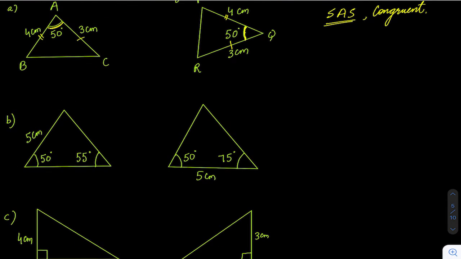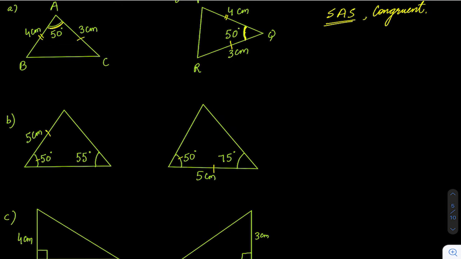Second question. We have two triangles. One side is equal. No information about other sides. Now one angle is equal, 50 and 50. That's also good. Now the other angle is 55 and 75. So they are not equal. So when you first look at this, you will say that these triangles are not congruent, because it is not following SSS, SAS, ASA, AAS and RHS.